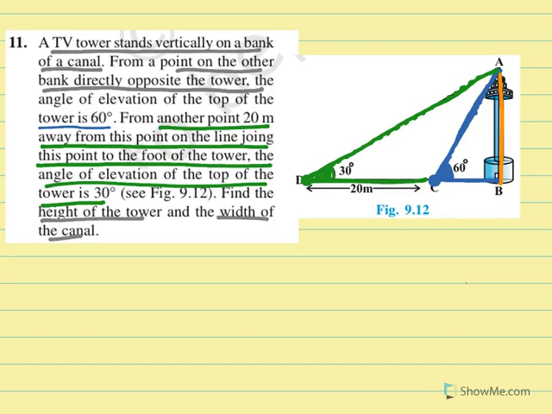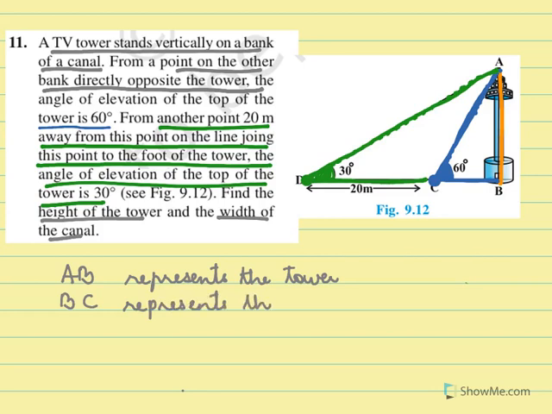So we first write down AB represents the tower. Then we're talking about the canal. BC represents the canal. And we have 2 points of observation. First, the person is at C. C is the point of observation.